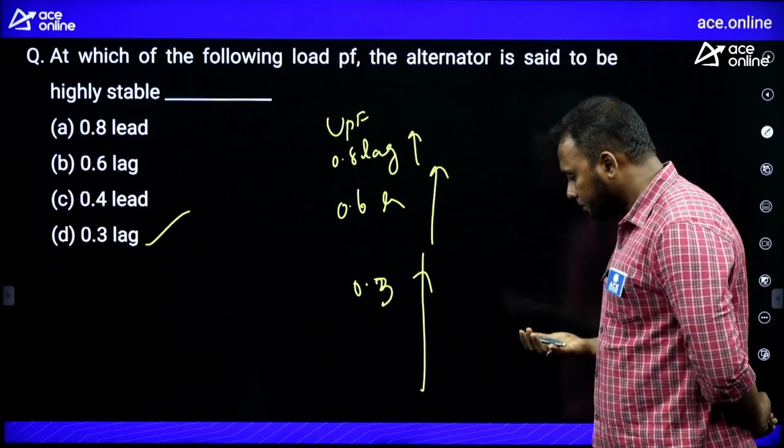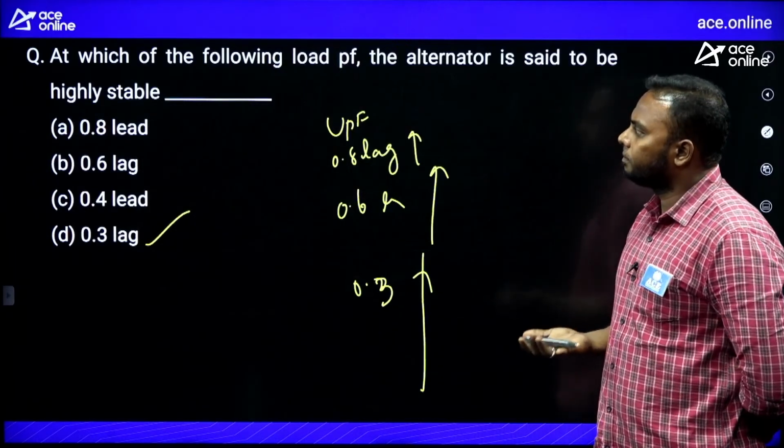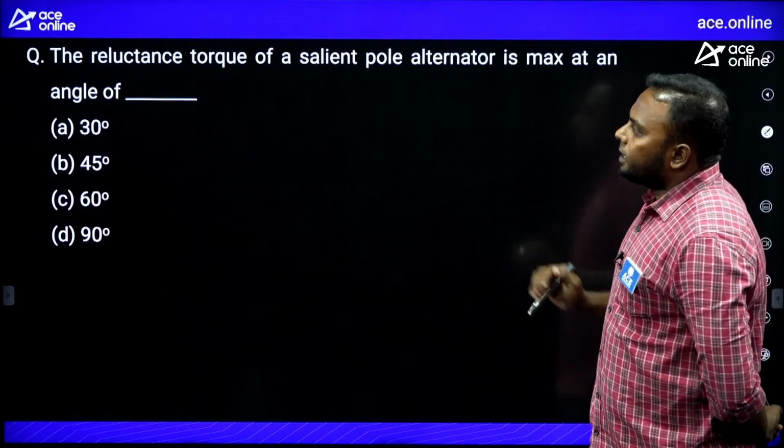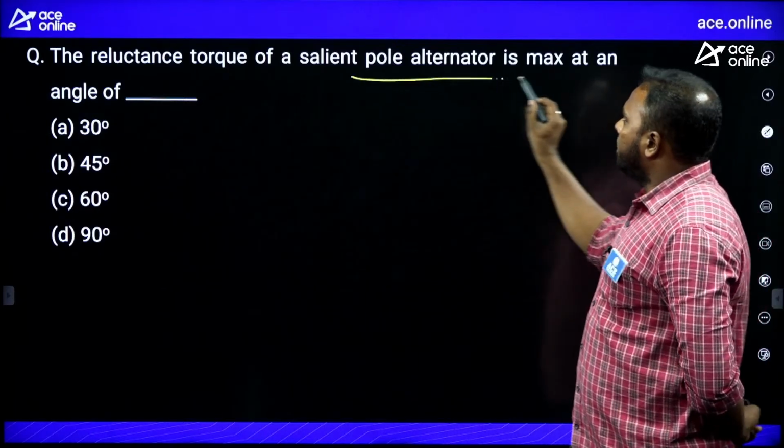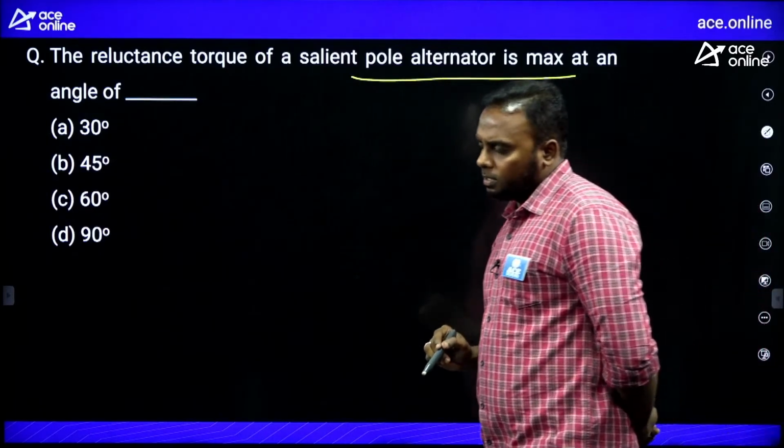Okay, next. The reluctance torque of a salient pole alternator is maximum at an angle of dash.